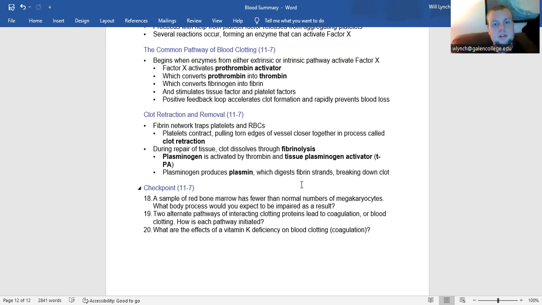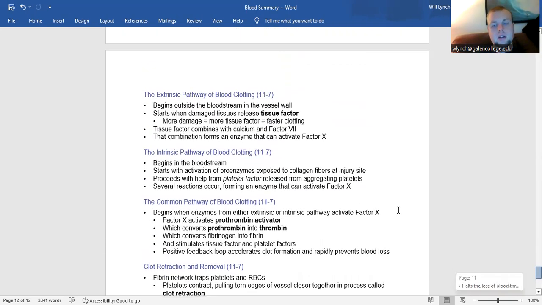Two alternate pathways of interacting clotting proteins lead to coagulation or blood clotting. How is each pathway initiated? All right, again, we had the extrinsic pathway. This is going to be beginning outside of the bloodstream. All right, this is going to start when we have damaged tissues, and this is going to be the release of tissue factor. So tissue factor is going to combine with calcium and factor 7, which initially starts the factor 10 activation. Intrinsic pathway is going to be inside the bloodstream.